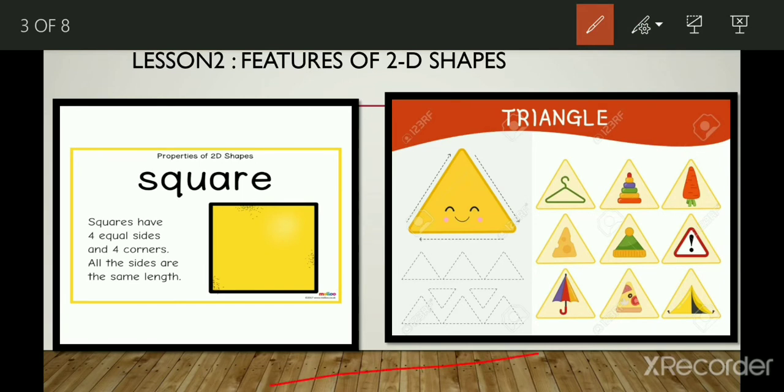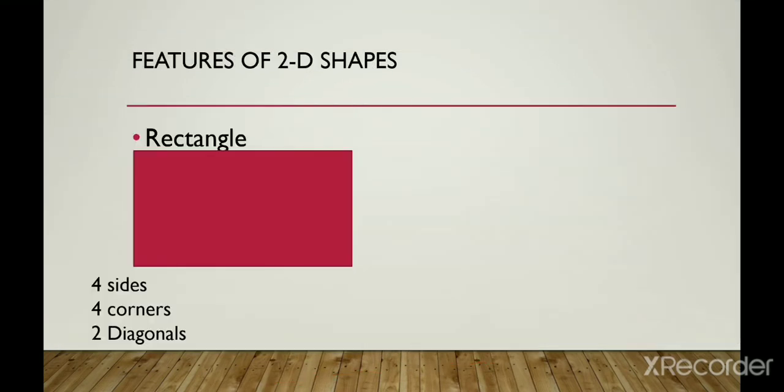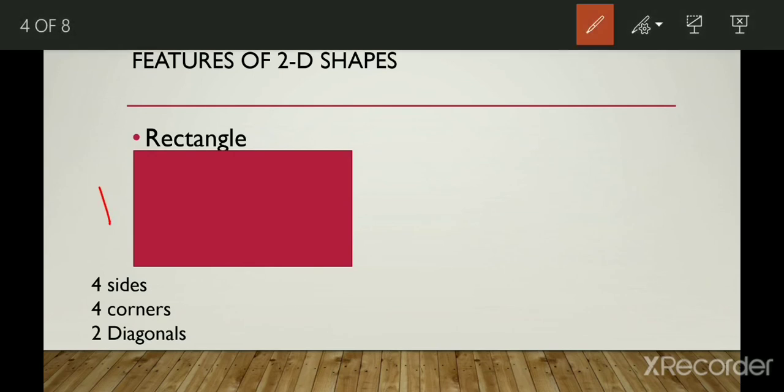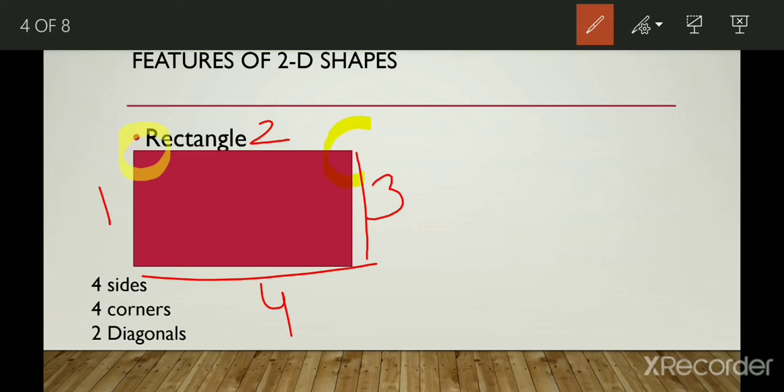So moving to next is a rectangle. Now what do you think? How many sides are there? Yes, 4 sides. Side 1, side 2, side 3 and side 4. So we have 4 sides, and what about the corners? Correct. We have 4 corners. 1, 2, 3 and 4.